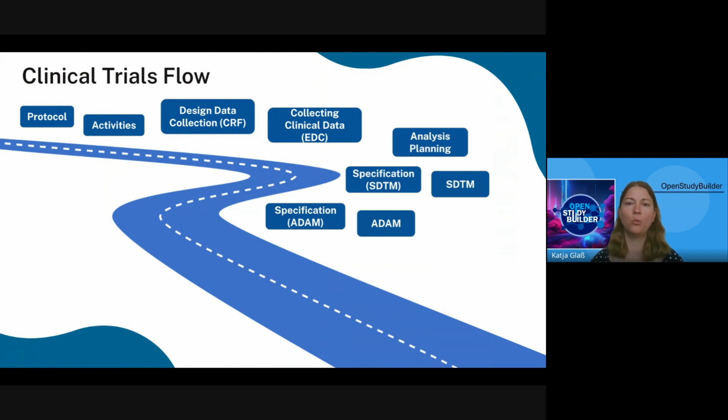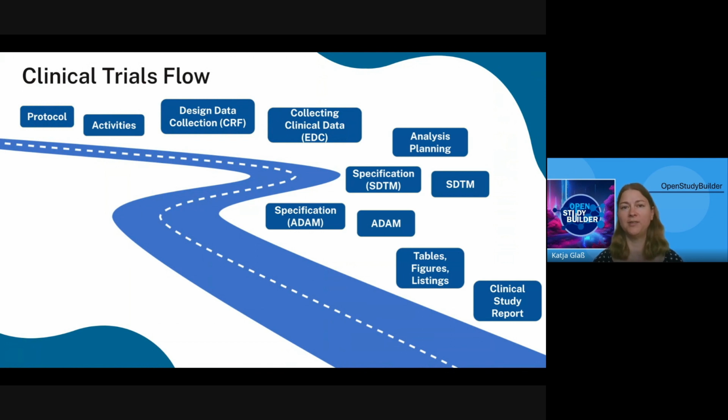We specify which data sets we are expecting. So we have a set of standards, which are called SDTM standards. We specify how they should look like, and then we actually get them and program them. Then we're also programming and defining analysis data sets, which is a second set of standards we have in clinical trials. And when we have those data sets, we are creating these tables, listings, and figures, which we finally include in clinical study reports.